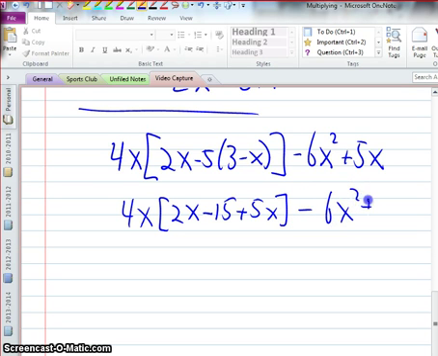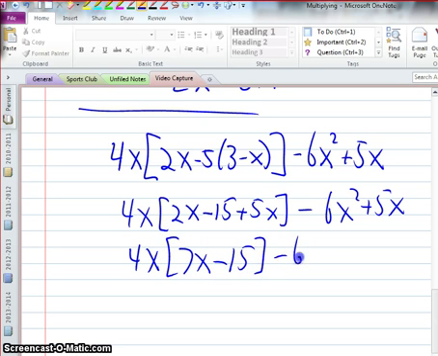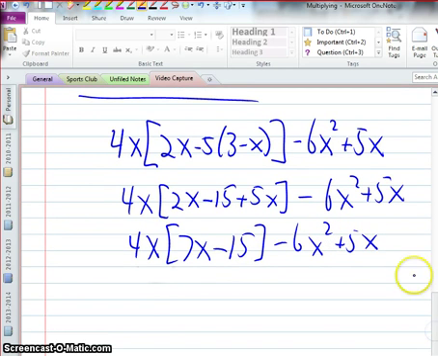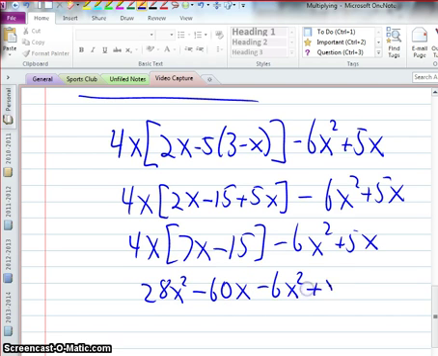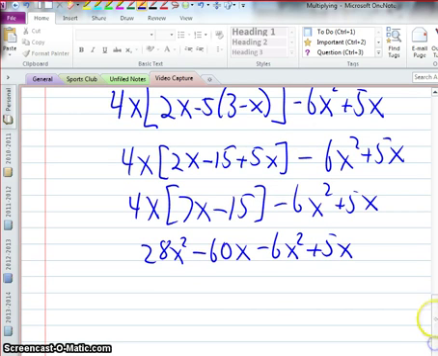Let's write the rest of our expression. We have like terms we can combine inside. That becomes 7x minus 15. We've got some distribution. 28x squared minus 60x minus 6x squared plus 5x, and then we're going to combine like terms. So 28 minus 6 is 22x squared, and negative 60 and positive 5 is negative 55x.